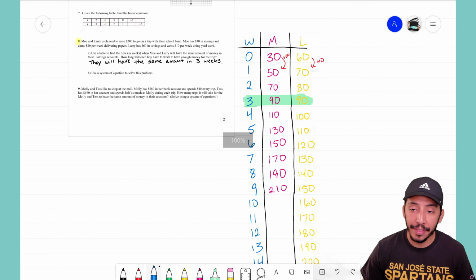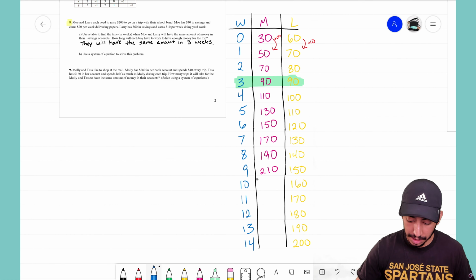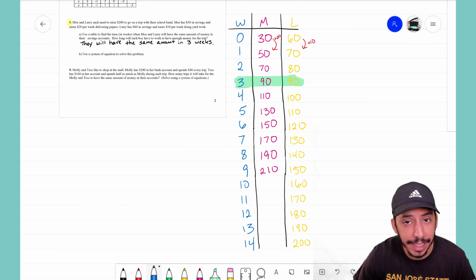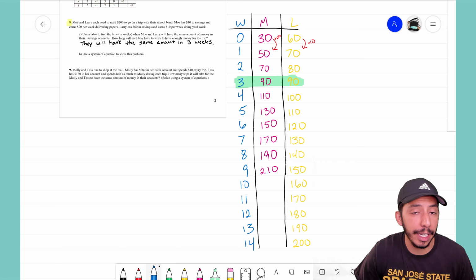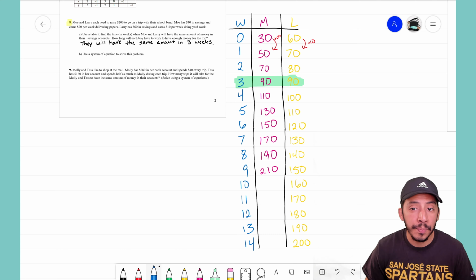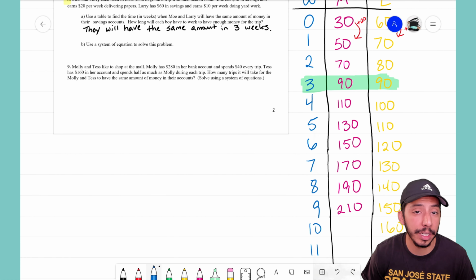Only because this problem worked, we only had to go to week 14 with our table. Imagine if I said, how much does Larry and Mo make after week 100? I don't think anybody here wants to sit out and write out that whole table, right? That's very tedious and long and just too much work for us to do. That's why we want to use a system of equations.